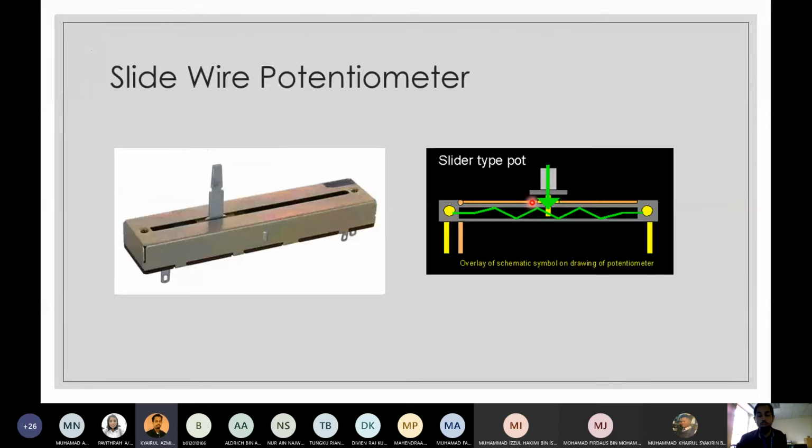Okay, so before I move on, let's see what are the applications of potentiometers at present.